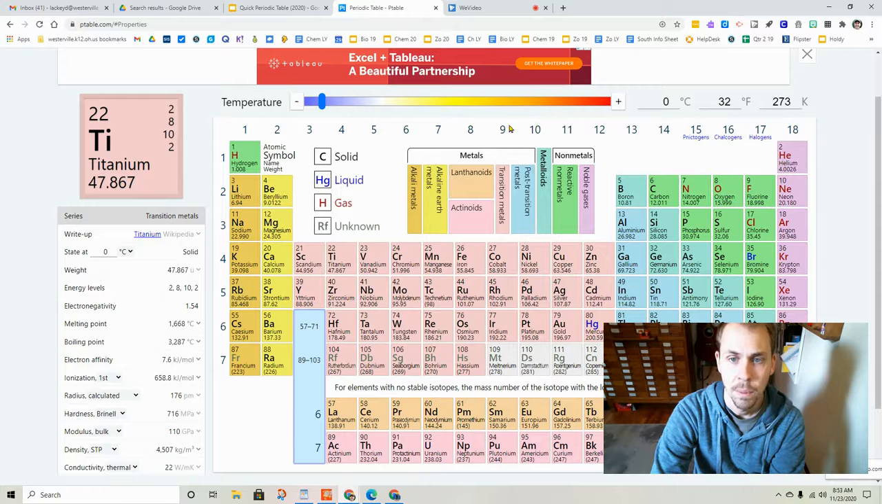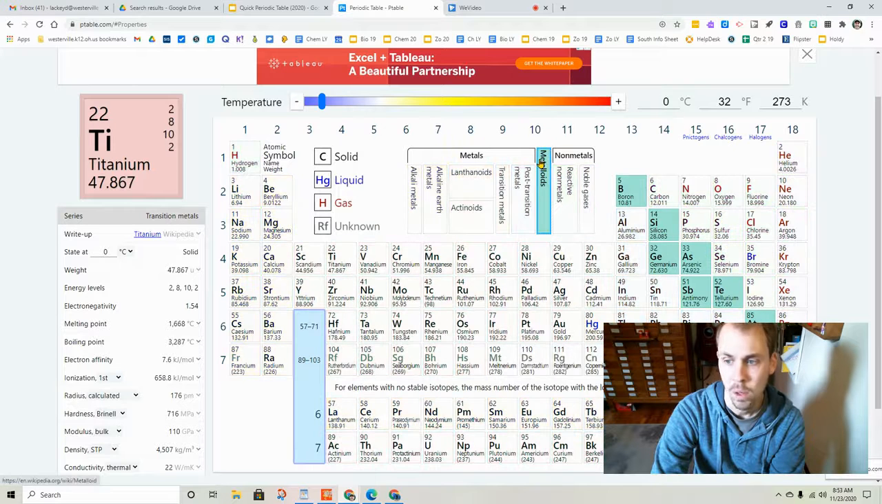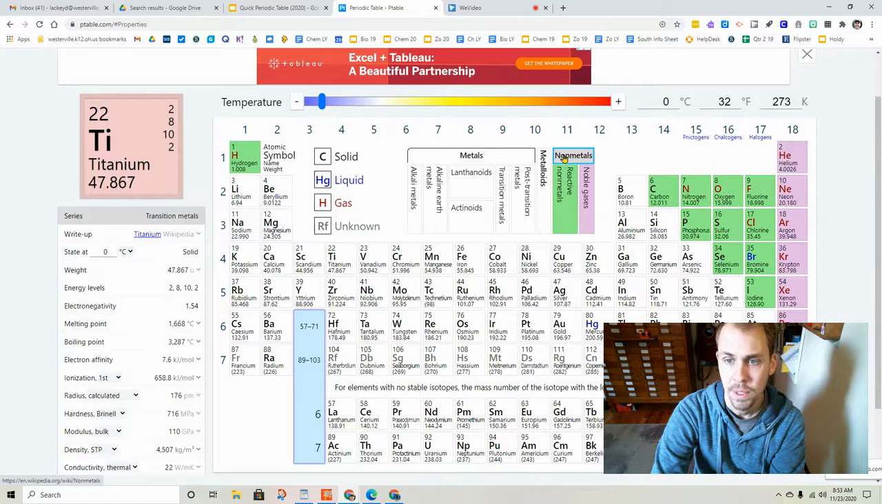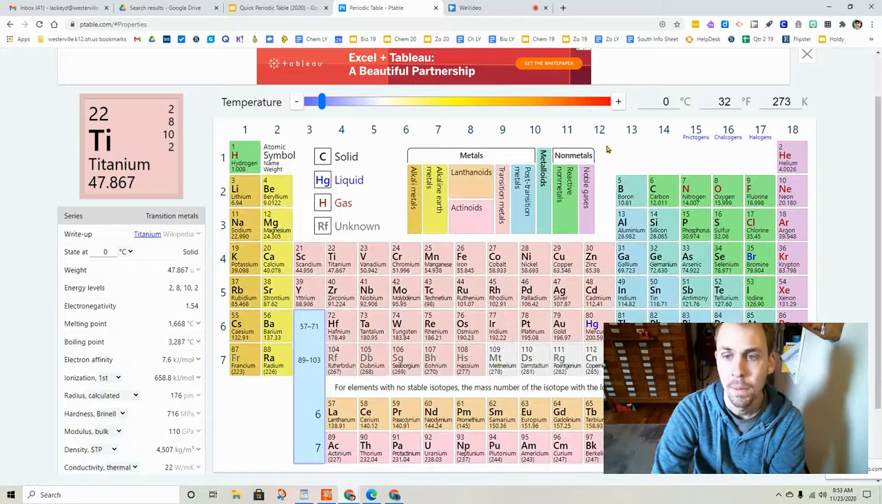There's some things that are somewhere between a metal and a non-metal here called the metalloids. And then you'll notice the non-metals are over here. There's a couple different groups: the noble gases and then the reactive non-metals. So those are the things that we're looking at on the table.